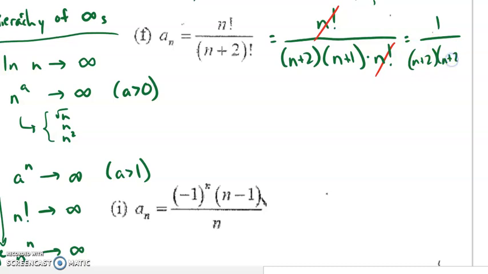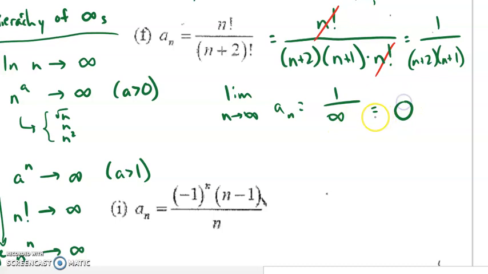And that is clearly going to head towards 0 as n goes to infinity, because we've got 1 over infinity times infinity, and the bigger the denominator gets, the smaller the fraction gets. Therefore, the sequence converges to 0.